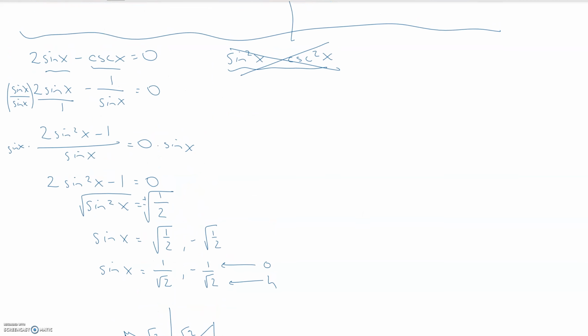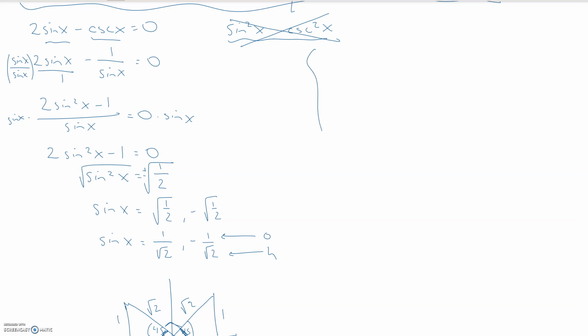Now let's see how this problem would have changed if it had been a plus sign in the middle here. We'd have 2 sine x plus cosecant x equals 0. We would still change cosecant to 1 over sine x.